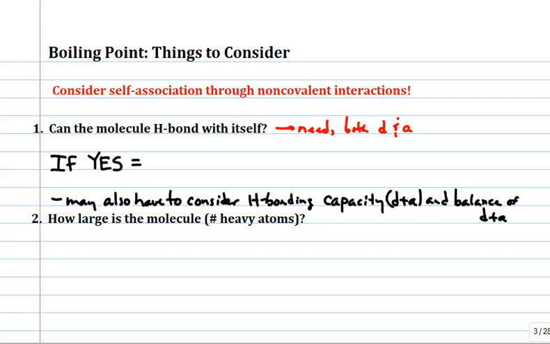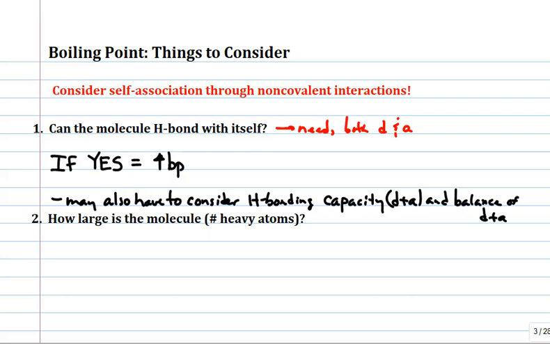And if you ask that question and you come up with yes, then this tends to increase boiling point. So if a molecule can hydrogen bond with itself, then it will tend to have a fairly high boiling point. Okay, well, at some point we may have to come back to hydrogen bonding to break a tie. The next question is, how heavy is the molecule? So here's the deal. When I say heavy, I mean how large is the molecule?